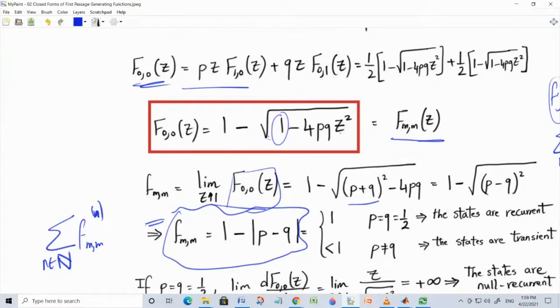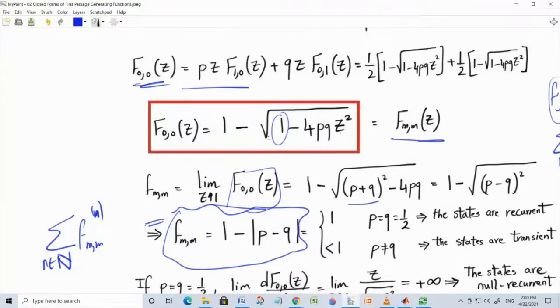Now, if p is not equal to q, the absolute value is strictly positive, and so we have 1 minus a positive quantity. So F_mm will be strictly less than 1. So in that case, state m will be transient. Don't forget that our Markov chain is irreducible. Every state is accessible from every other state. So it means that if we conclude that this state is transient, then every state is transient. If this state is recurrent, then every state is recurrent.